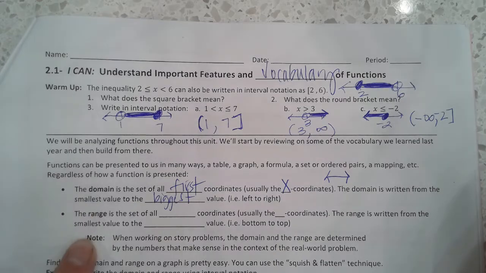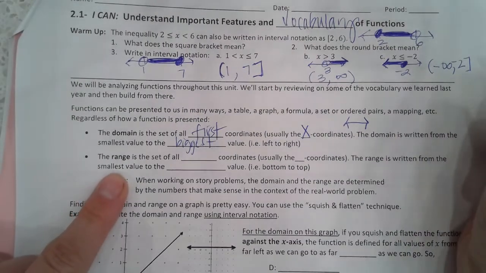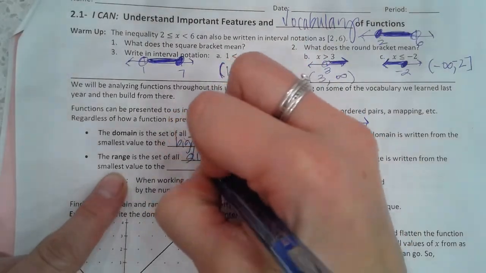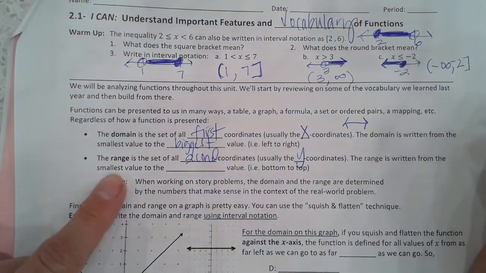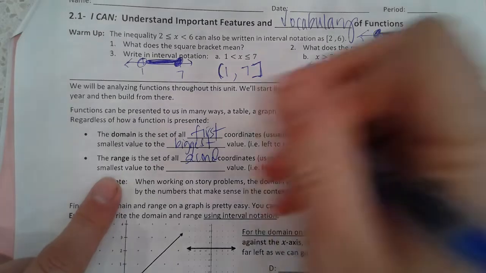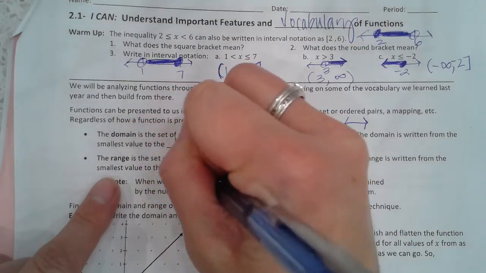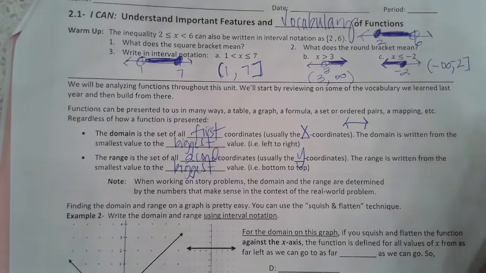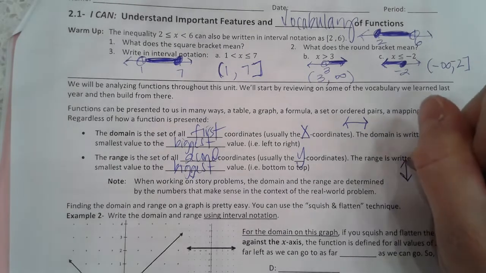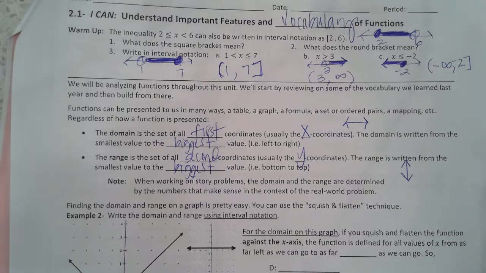The range is the set of all of the second coordinates, usually the y. And again, it is the smallest to the biggest. We always write in order from small to big. And then the range is going to be the up and down.